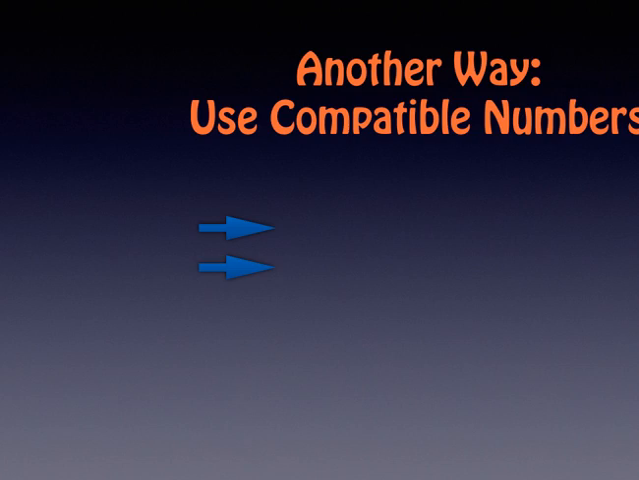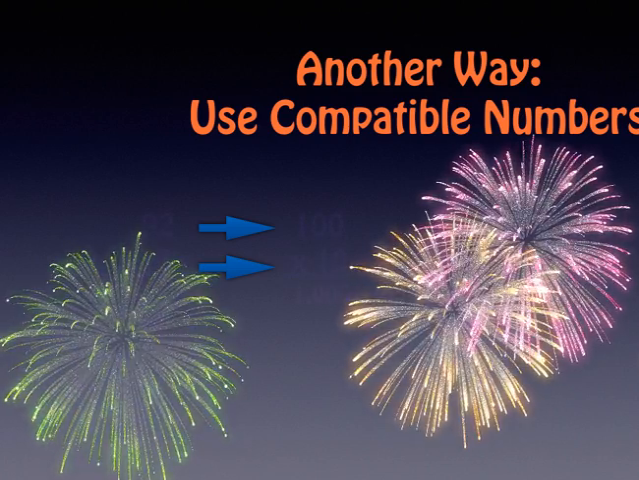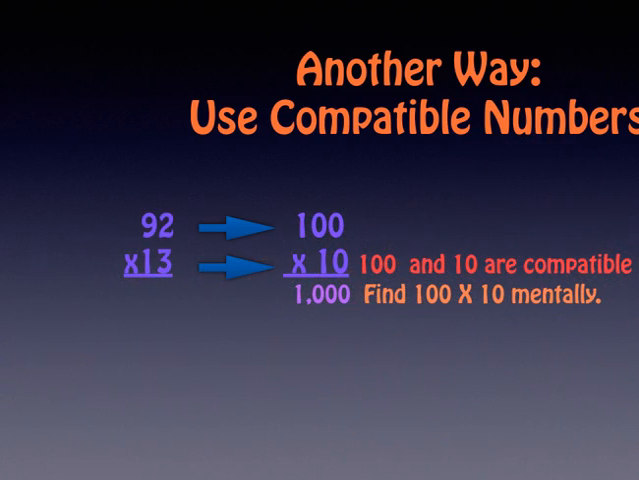Another way is using compatible numbers. So 92 times 13, a compatible number is just rounding to any place value that makes it easy for you to multiply in your head. So again, if we rounded 92 to 100 and 13 to 10, we can easily multiply 100 times 10 in our head.